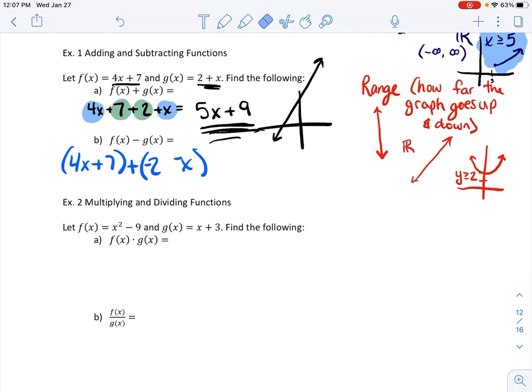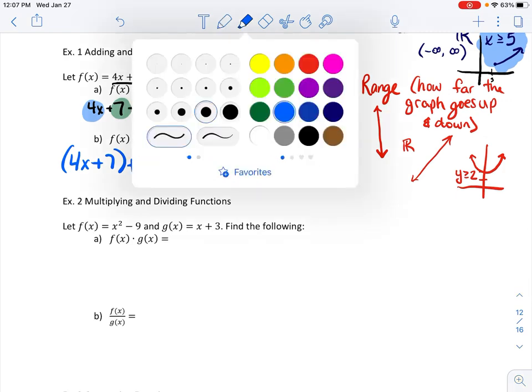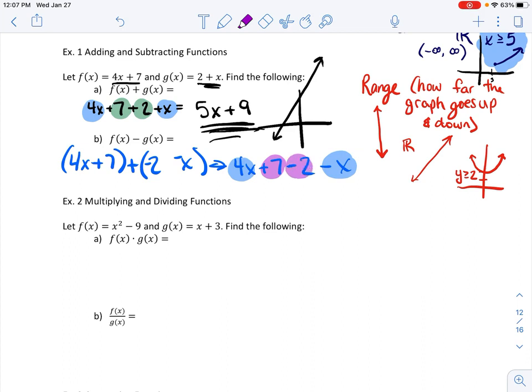So I'll rewrite this. We end up getting 4x plus 7 minus 2 minus x as our new rewritten version, because the signs of the second parenthesis both change. And then we go ahead and we combine like terms like we did before. So we end up getting 3x plus 5 as our solution. You can once again state the domain and range if asked.